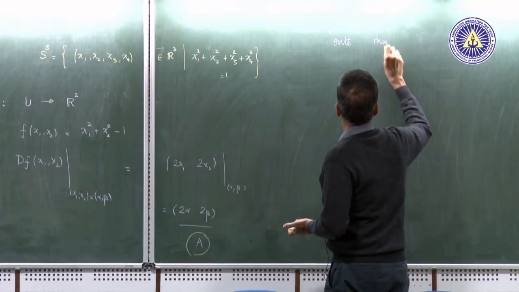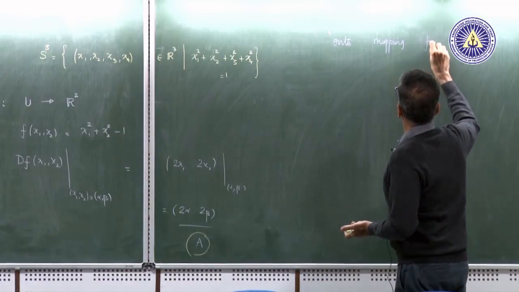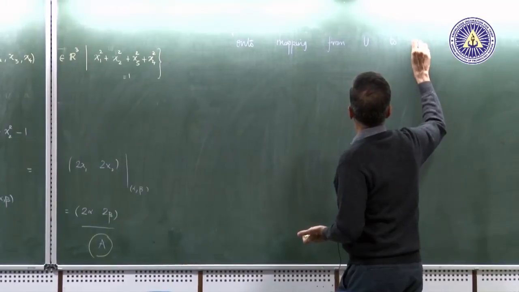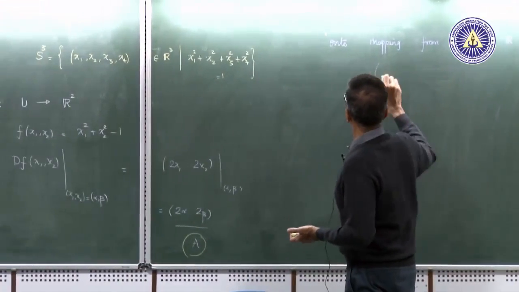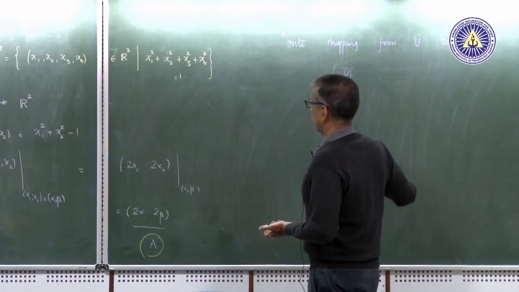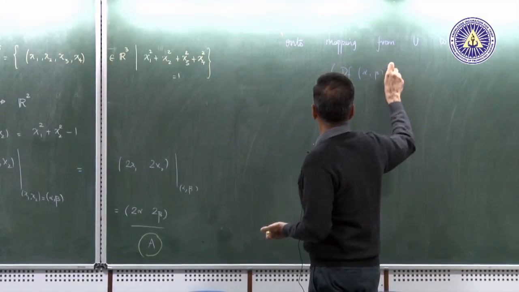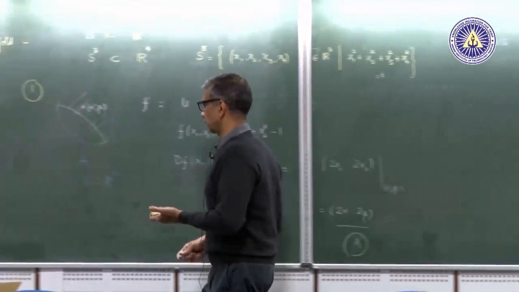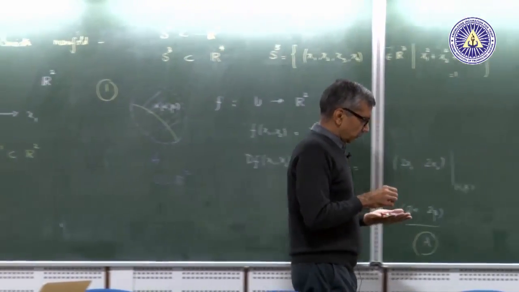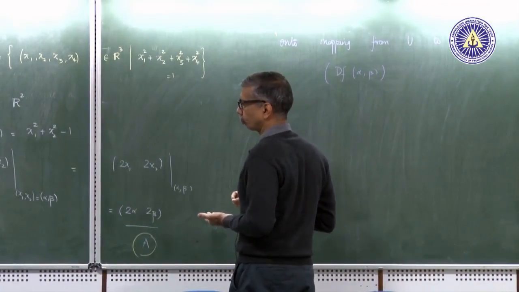Onto mapping from U to R, and this mapping was of this quantity df at any point alpha beta in this U. Okay, it is onto. Now, there is another property of f.